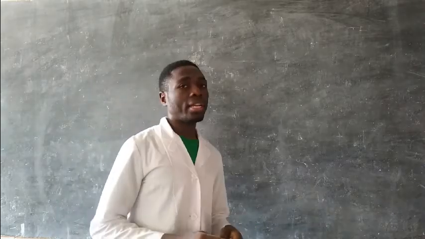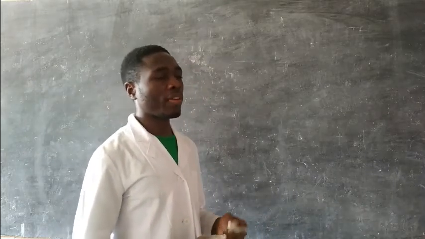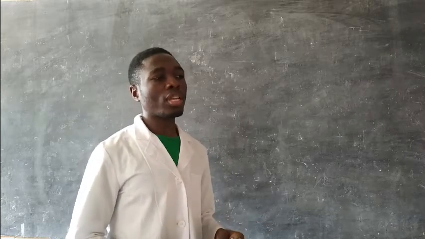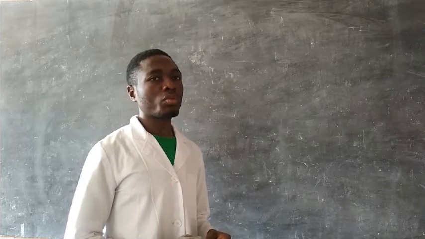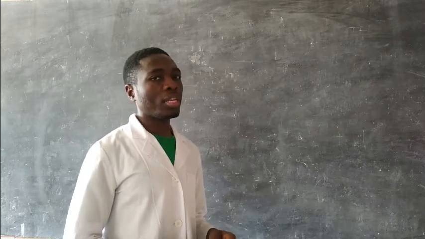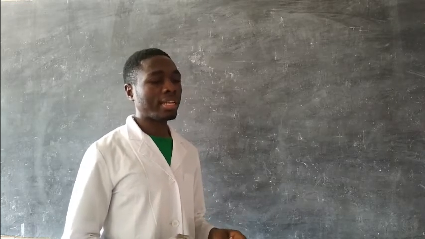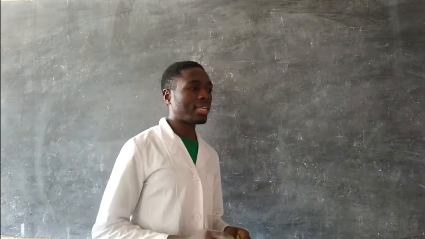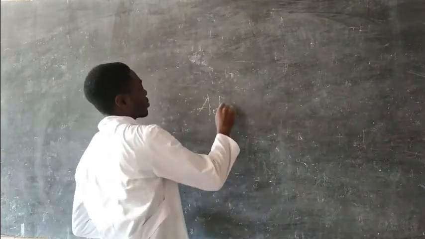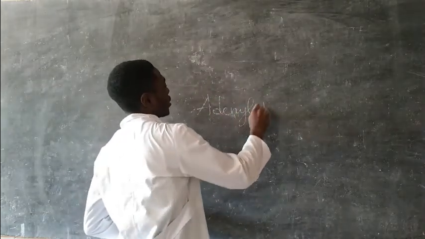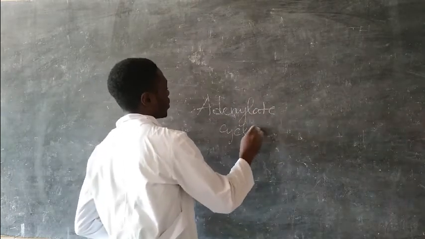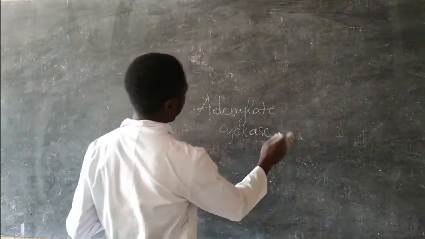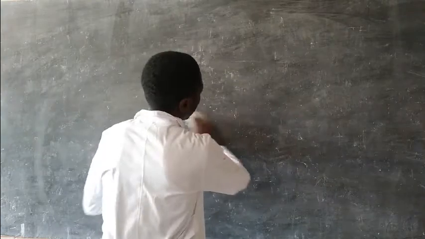Now, please, I just want to correct an error that I discovered in part two of the video, in the mechanism. The enzyme I mentioned as adenyl cyclase, which helps to convert ATP to cyclic AMP, that's cyclic adenosine monophosphate, is actually adenylate cyclase, okay? Adenylate cyclase, this way, not adenyl. Adenylate cyclase converts ATP to cyclic AMP, alright? Hope the correction has been taken into consideration.